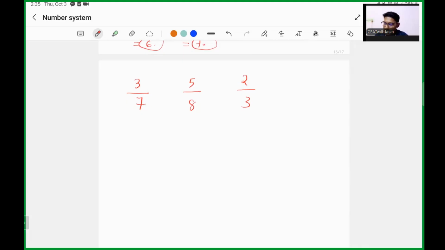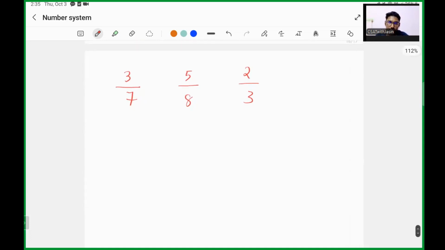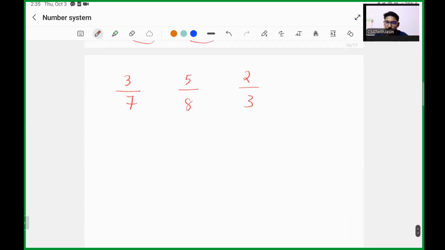Okay, fine. So here I'll first use the first method. I'll show you how you can do it using two different methods. So in the first method, I am doing the cross multiplication. So it will come 3 into 8, and here it is 5 into 7. So 3 into 8 is 24, 5 into 7 is 35. So 35 is greater than 24. So 5 by 8 is greater than 3 by 7. So you understood 5 by 8 is greater among these two fractions.